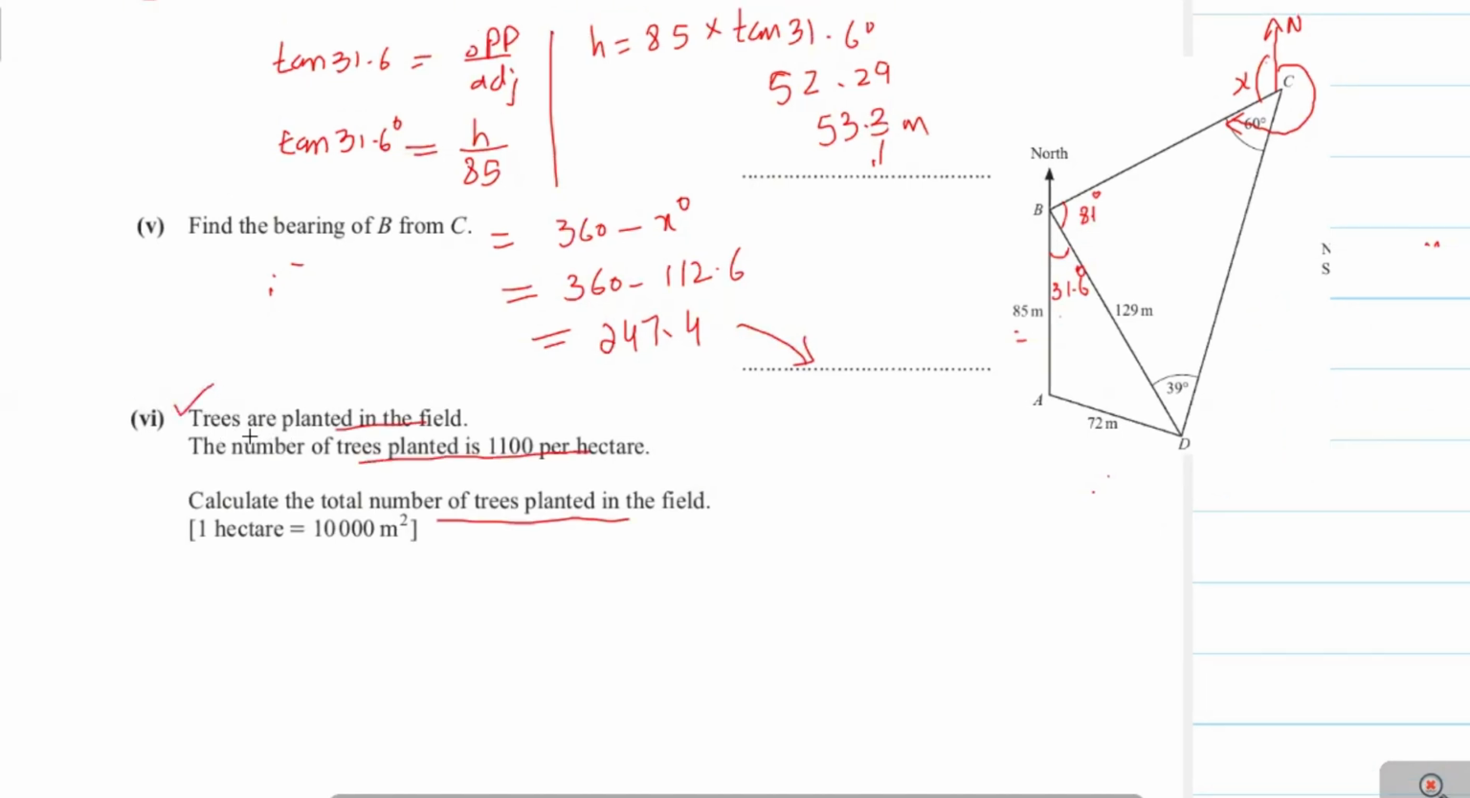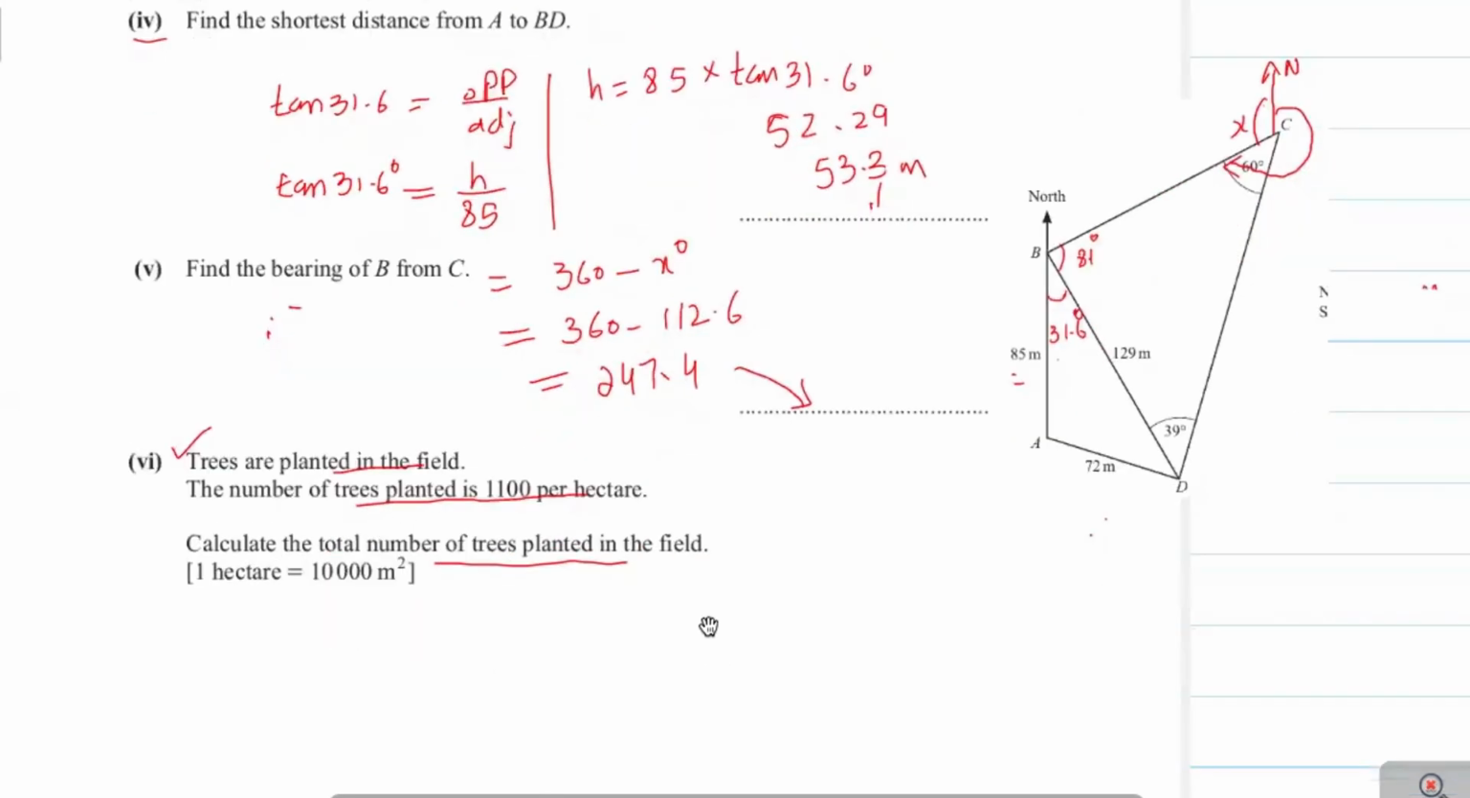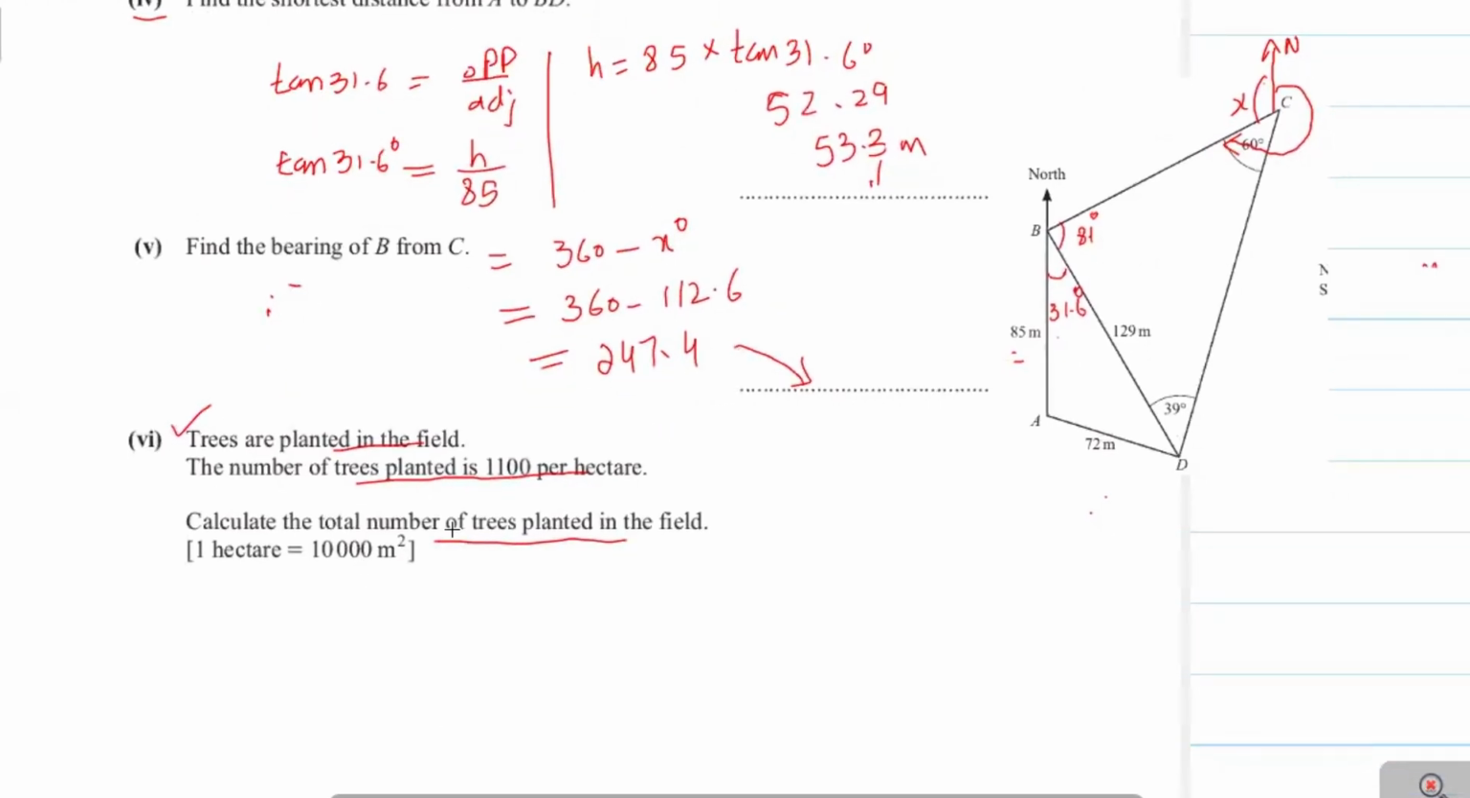Next, part 5, trees are planted in the field. The number of trees planted is 1100 per hectare. Calculate the total number of trees planted in the field. 1 hectare equals 10,000 square meters. We can calculate the number of trees planted in the field. Firstly, we have to calculate the area of the field. The area of the field here is the area of triangle ACD plus the area of triangle BCD.